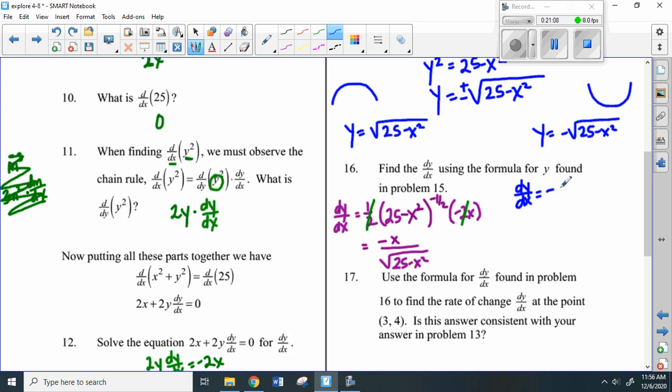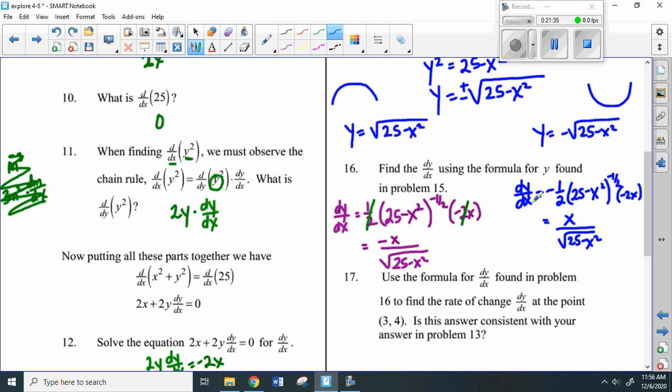So we have a negative in front, but then we still apply the power rule, same as before. 1/2, we need the chain rule. And this time our two negatives cancel and give me positive x over the square root. Okay, so that's my dy over dx for each one.